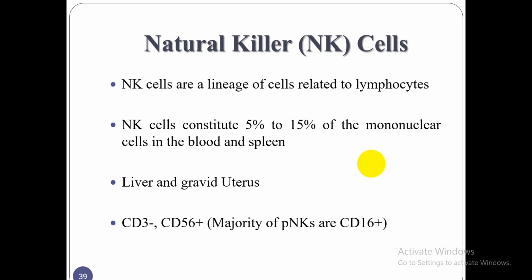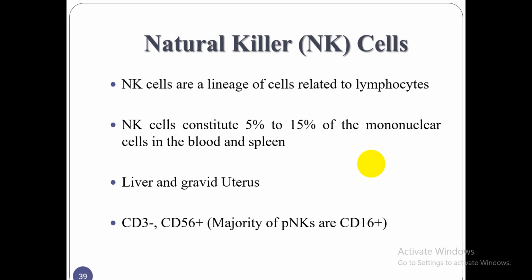The fourth population of innate immune cells are natural killer cells. Natural killer cells are a lineage of cells related to lymphocytes, although they belong to innate immune cells. The lineage of the NK cells is common with lymphocytes. NK cells constitute 5 to 15% of the mononuclear cells in the blood and spleen.